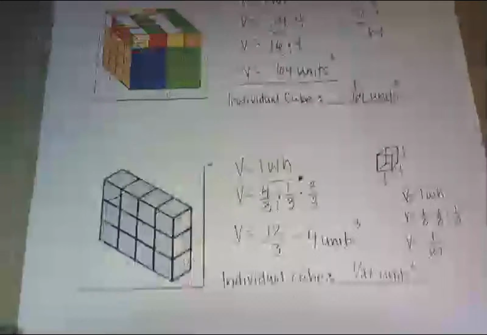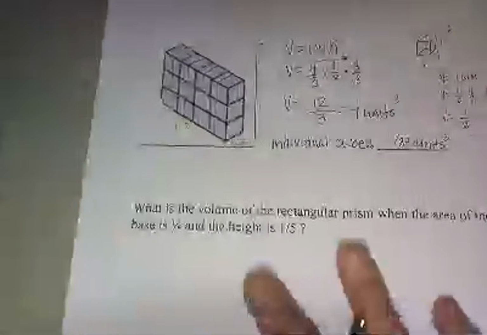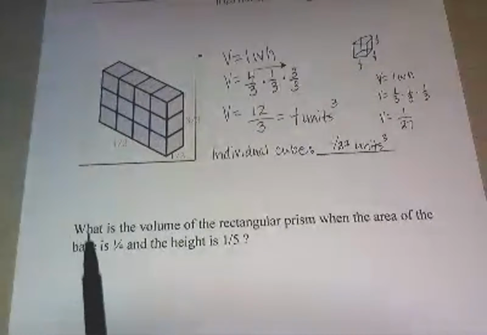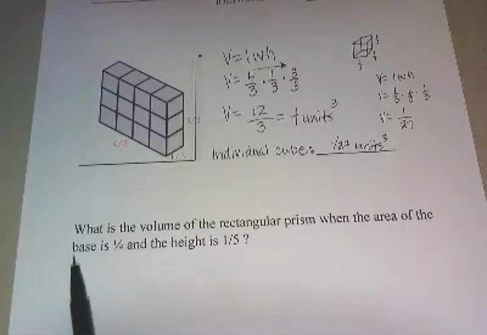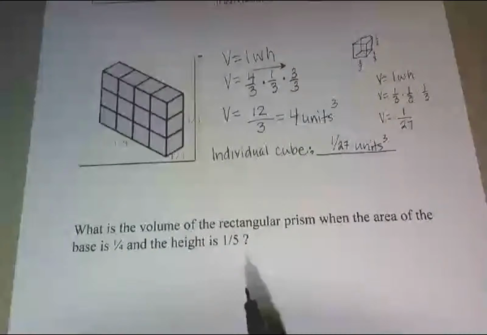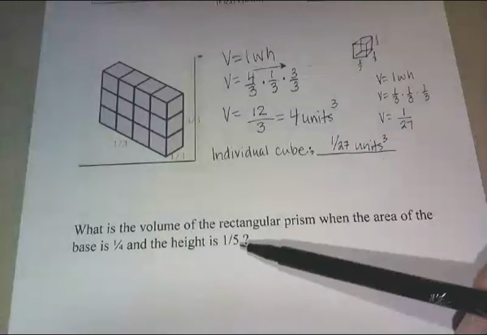Okay, the last problem that we have here tonight. Let's see if I can get that all the way across. There we go. Says, what is the volume of the rectangular prism when the area of the base is 1/4 and the height is 1/5? Well, I'm going to follow my success criteria. So I did read it, and I need to identify, which volume formula should I use? So before, we have been using volume equals length times width times height. So can I still use that here?